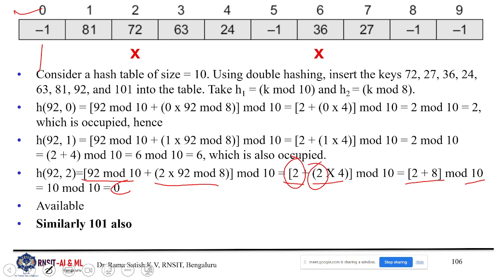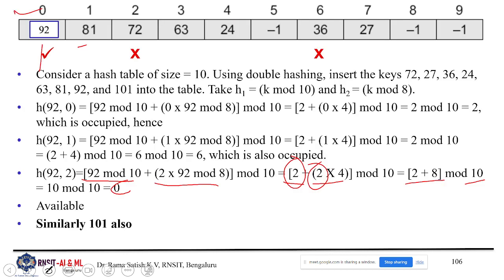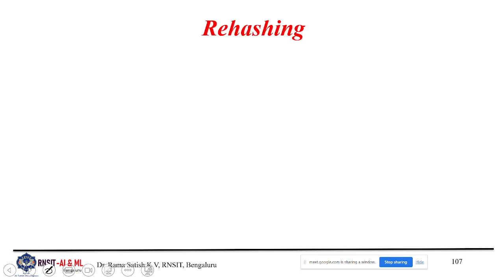Similarly, 101 also. 101 is not available with respect to 81. Later you have to apply the same, and finally you can get the value, its location, and it will store.